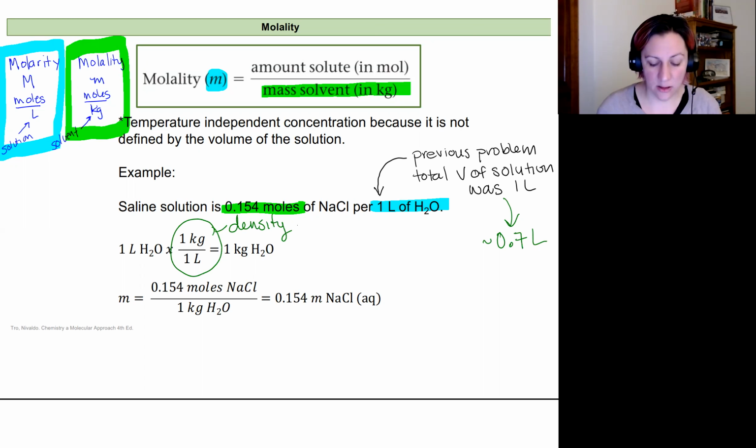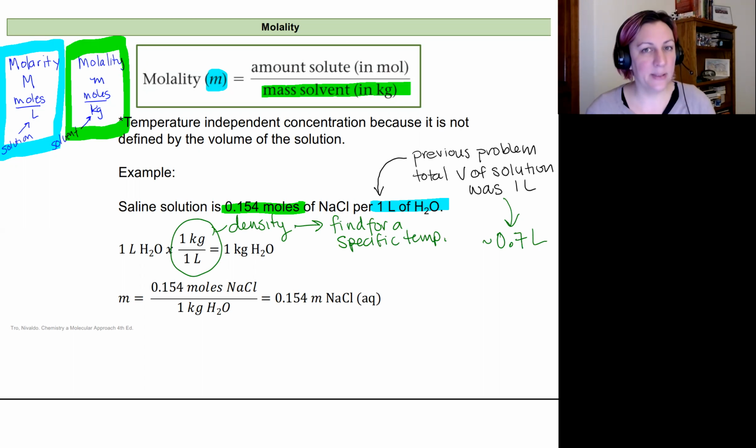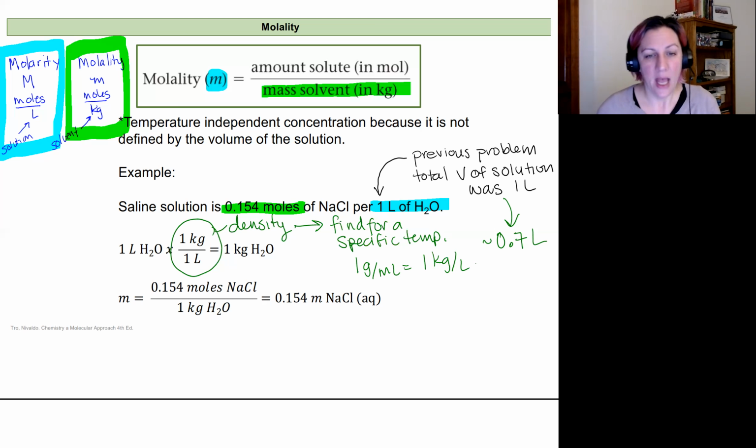This we're going to need to look up based on temperature. It's typically around room temperature-ish. It's about 0.999 something, or about 1 gram per milliliter. So 1 gram per milliliter would equal 1 kilogram per liter, and that's just multiplying both of those by 1,000. So my 1 liter of water, we're going to estimate at 1 kilogram of water, and we'll input that into the bottom of our equation.